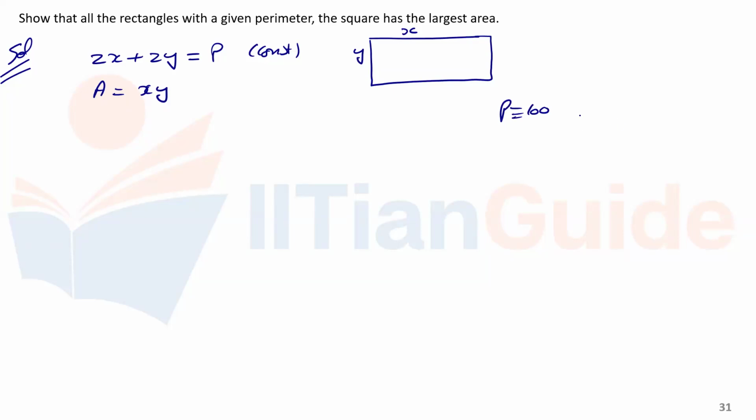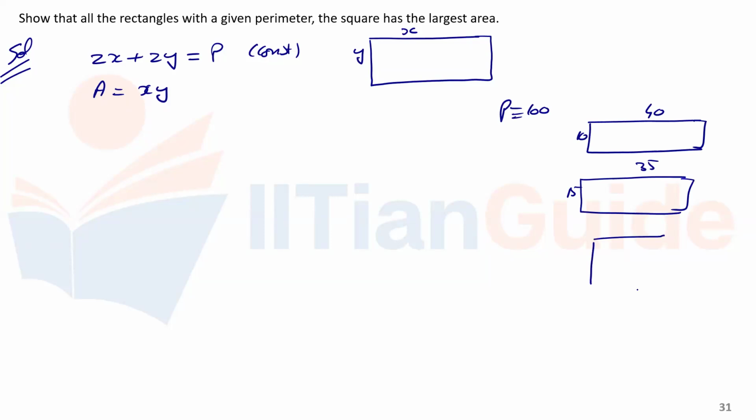We can have many rectangles which have the perimeter 100. I may have a rectangle like this: one side is 40, one side is 10. I can have a rectangle where one side is 35, another is 50. Or one side is 30, another is 20. We can have so many rectangles with the same perimeter 100, but all the rectangles will have different areas.